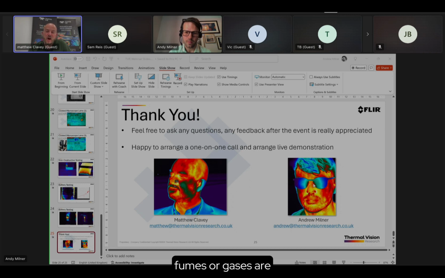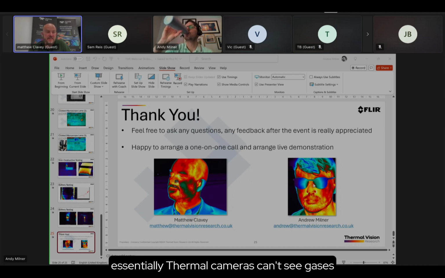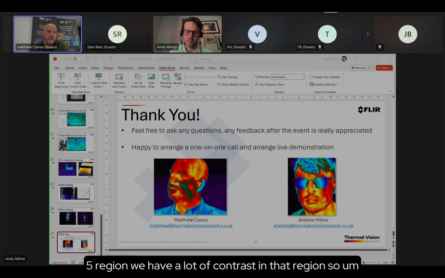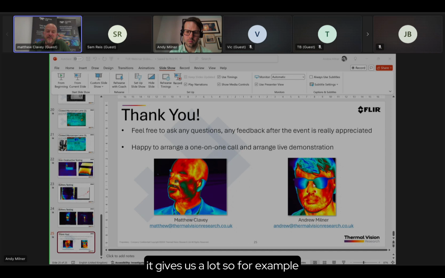Fumes or gases are particularly difficult for cameras. Essentially, thermal cameras can't see gases, which is why we use the filters to do it. If we look at the wavelength of a camera, and if we look at a medium wave camera in the 1 to 5 or 3 to 5 region, we have a lot of contrast in that region. So, for example, the images that you see on the screen here of myself and Andrew, they're really sharp. There's a lot of detail there because it's in the medium wave. There's a lot of information there for the camera to then process.